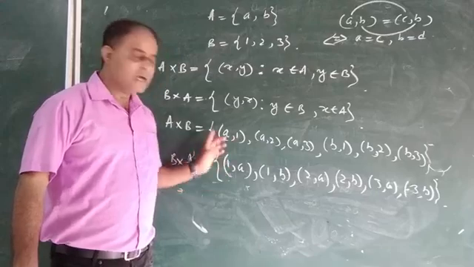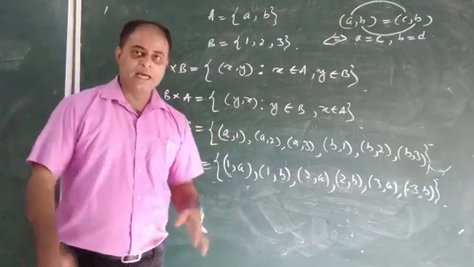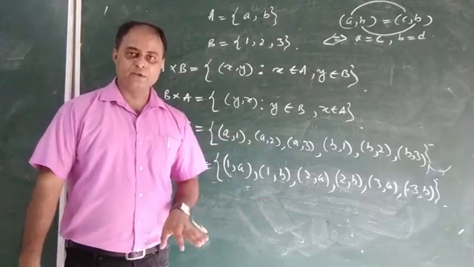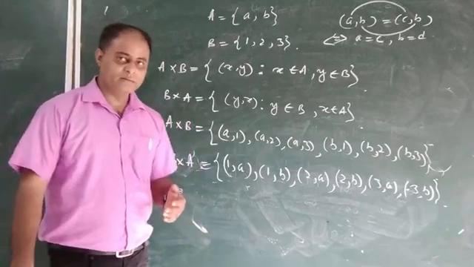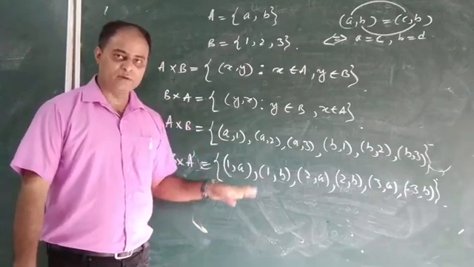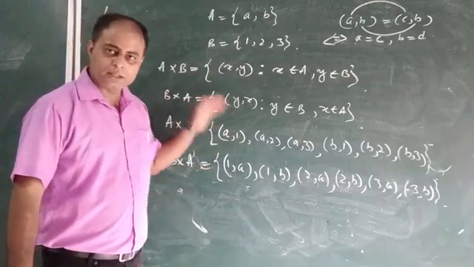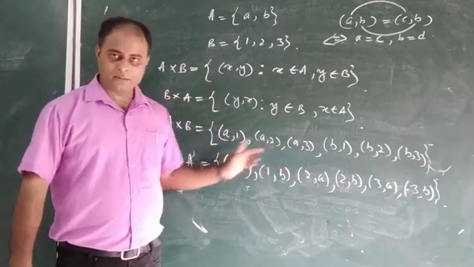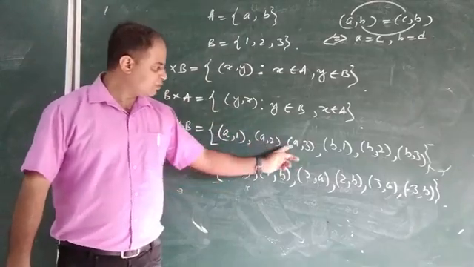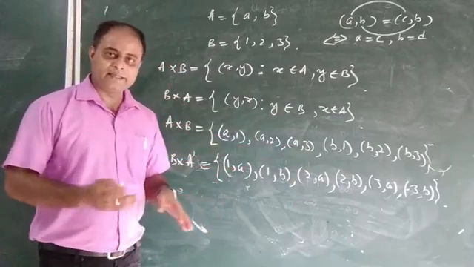So A cross B is not equal to B cross A. In general A cross B is not equal to B cross A. Specially, A cross B equals B cross A when A equals B. Achha. This is known as the cross product. These are known as the ordered pairs. These are the elements of A cross B. A is a set, B is a set, and A cross B is also a set.